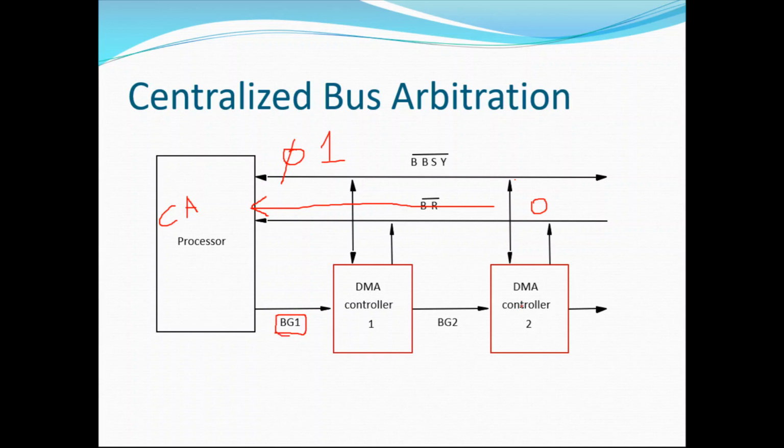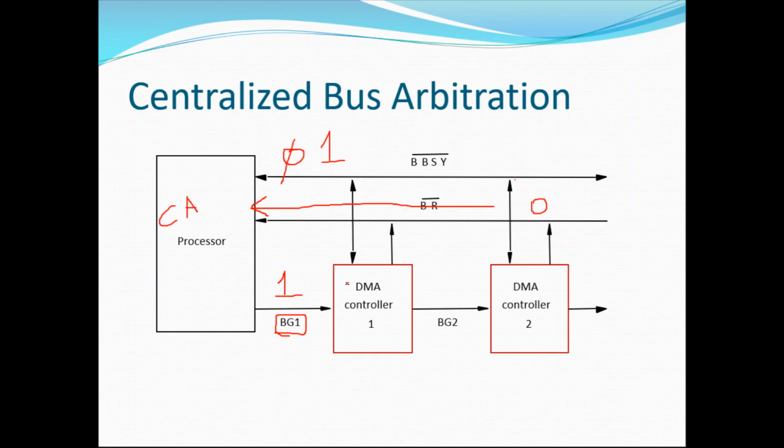The processor does not know whom to give the bus to. The device which is immediately connected to the processor is DMA controller 1, so it will give the bus to DMA 1. But the request came from DMA 2, right? So it is granting the bus actually to DMA controller 1.